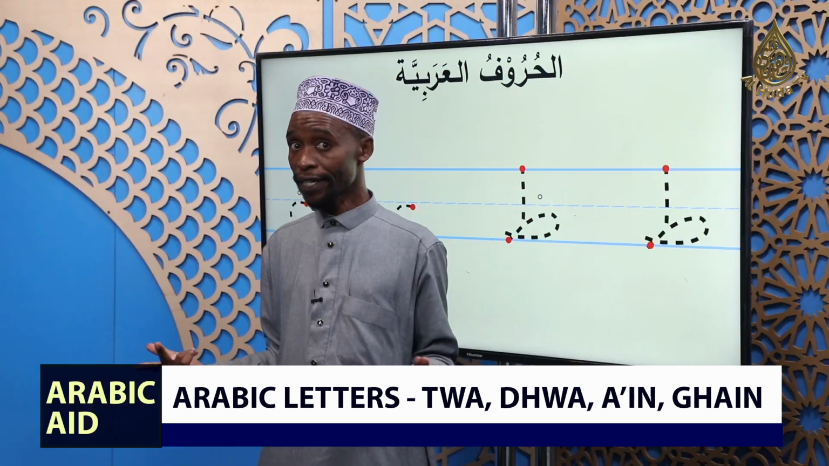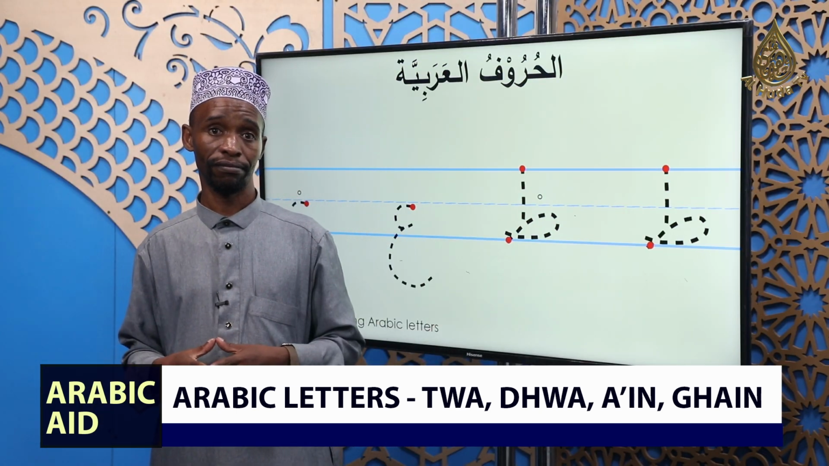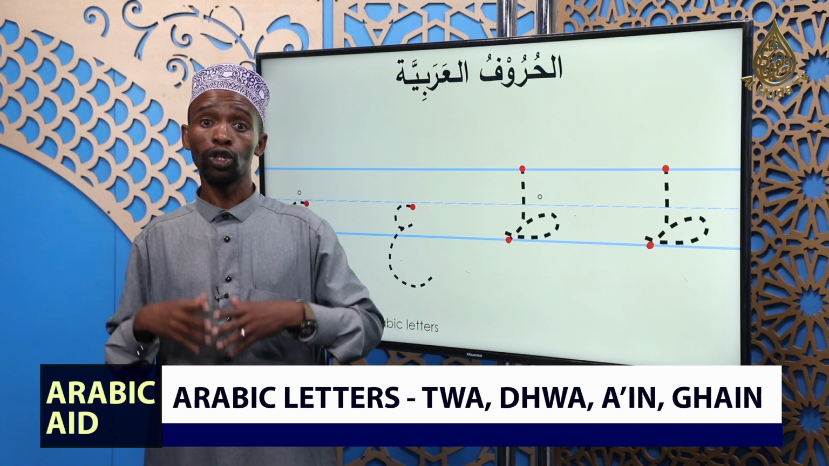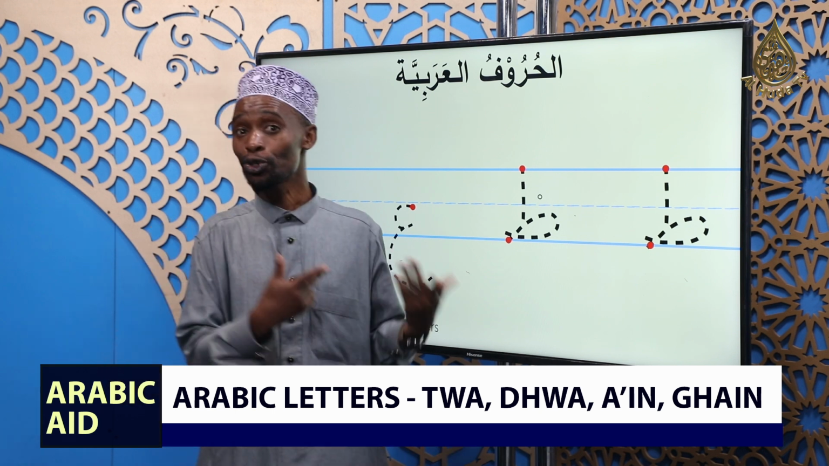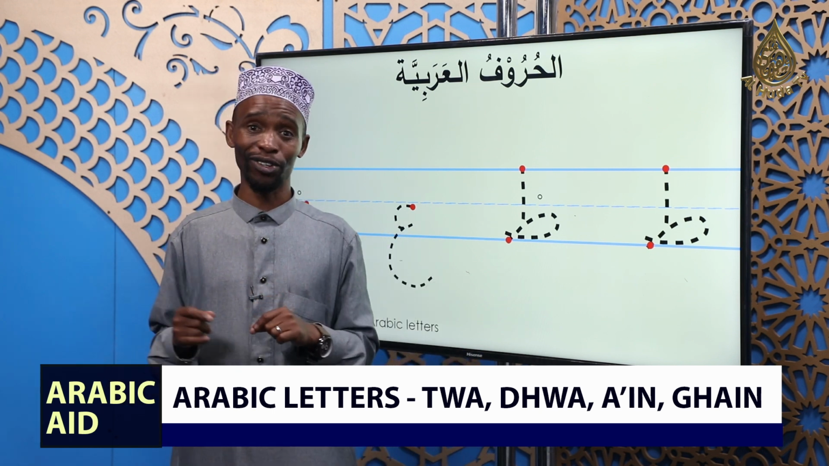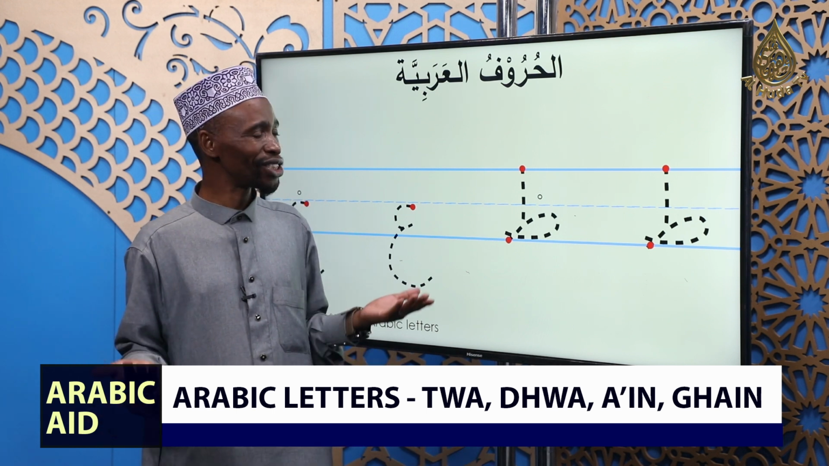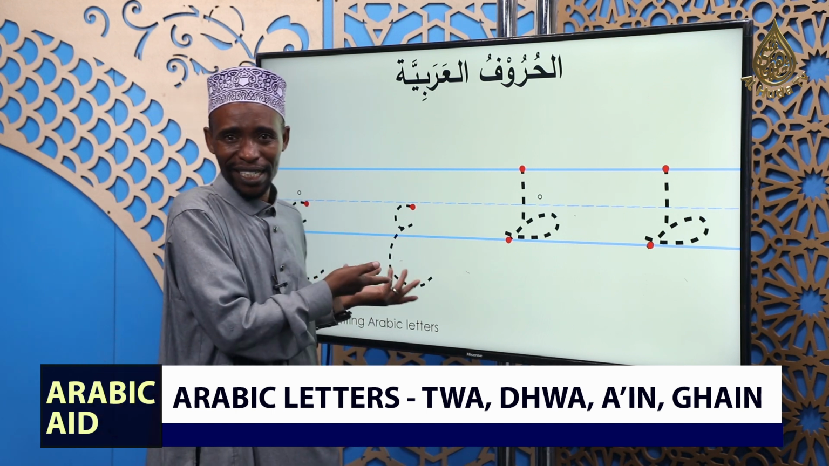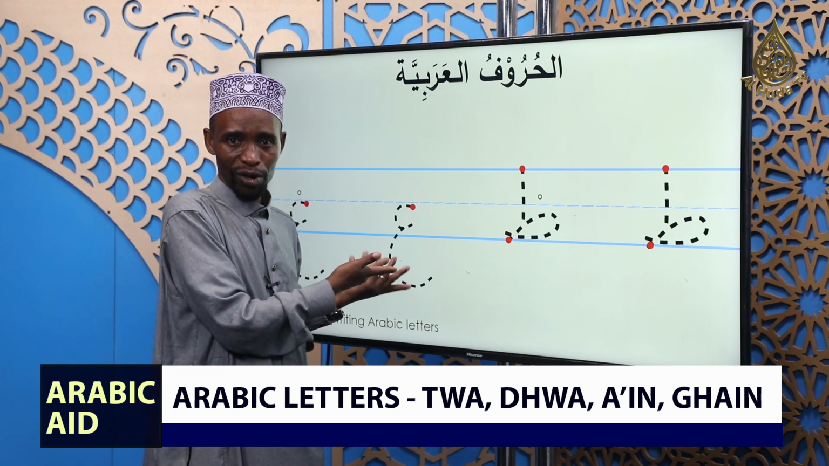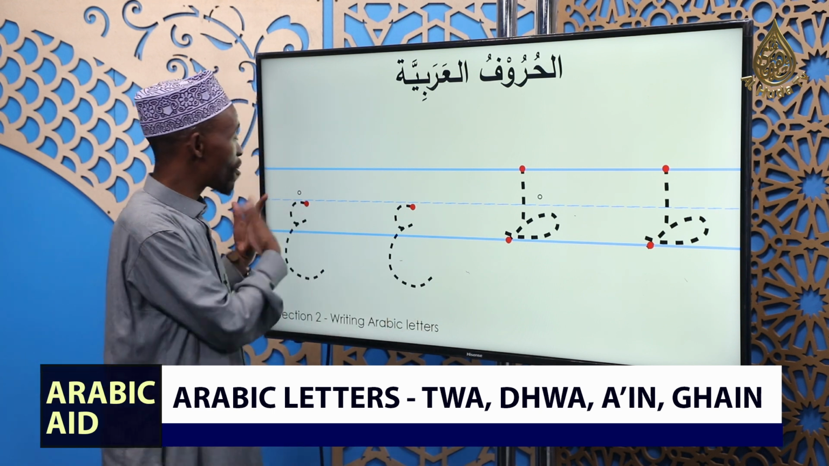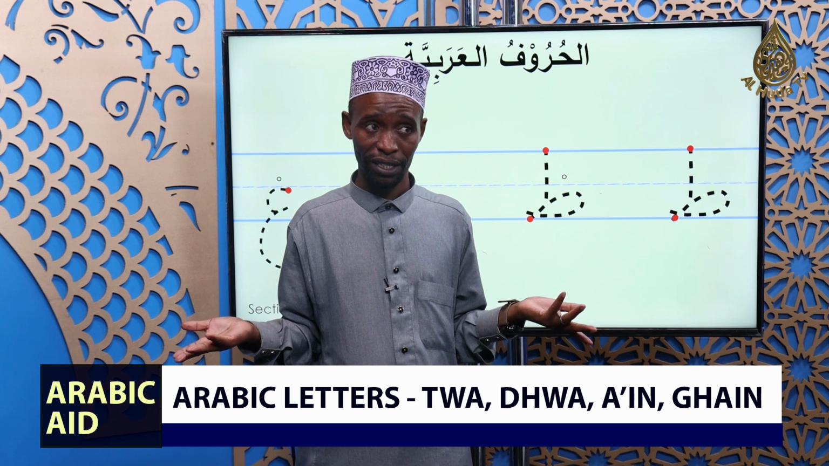Let us now identify the dotted and undotted letters. True or false? Twa is a dotted letter. True or false? Dhwa is a dotted letter. How about Ain? Which type of letter is it? Undotted or harf ghayru manqut? Finally, Ghain here. Which type of letter is it?